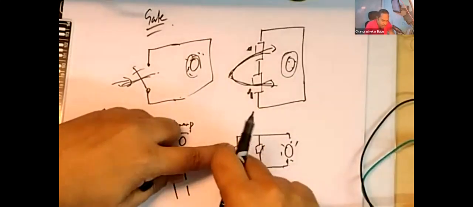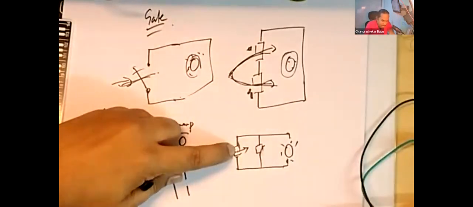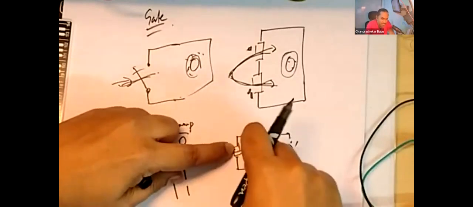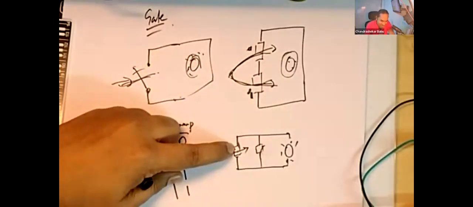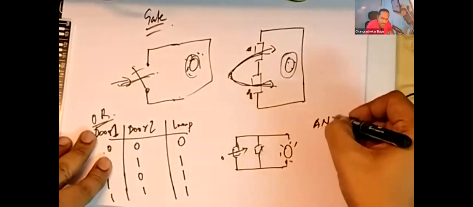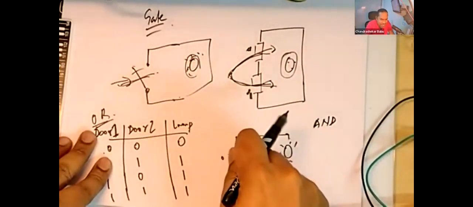That means if you want to turn on the lamp, you need to go through both the doors. That means both the doors must be passed through. You have to open both the doors and enter in, right? And this configuration, we call this the AND gate, because you have an AND scenario. This and this, both doors must be opened, right?